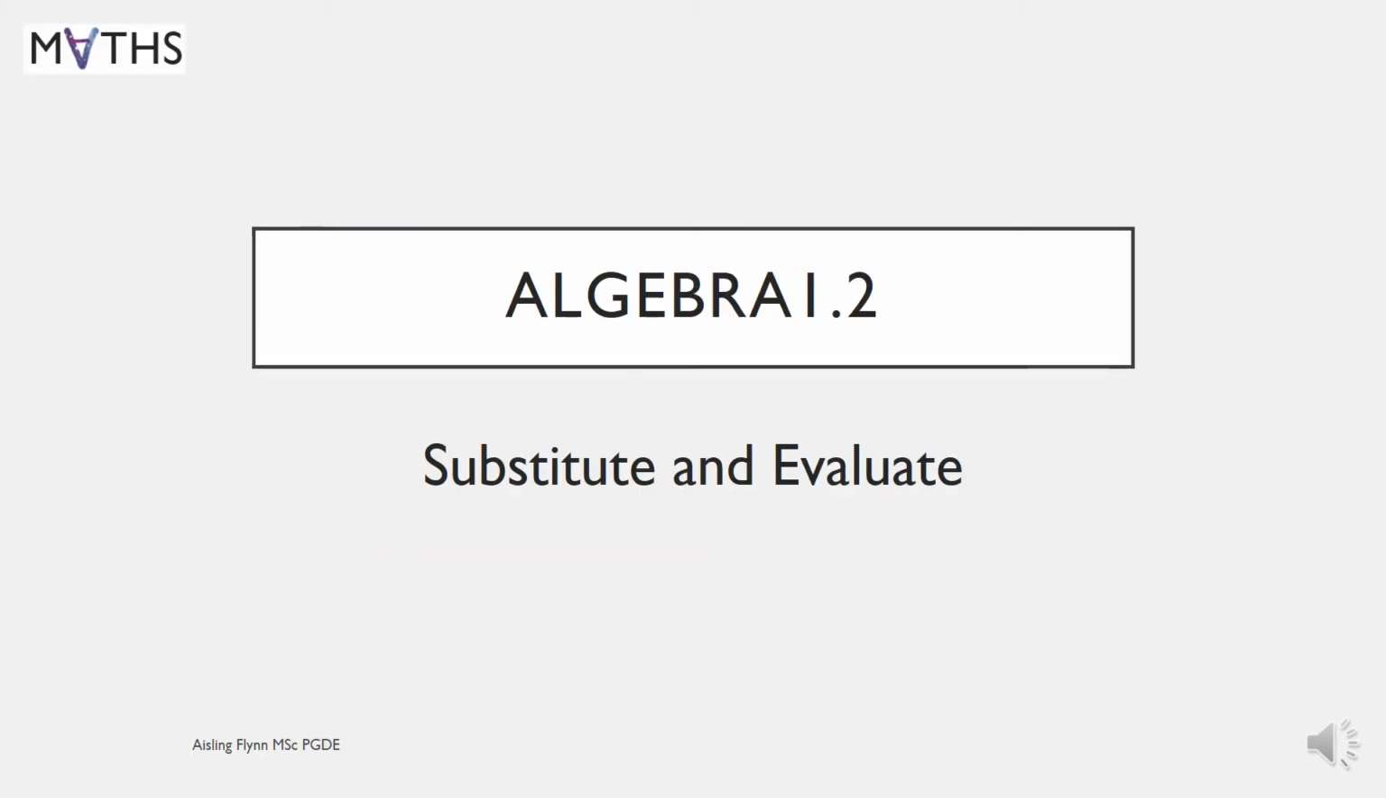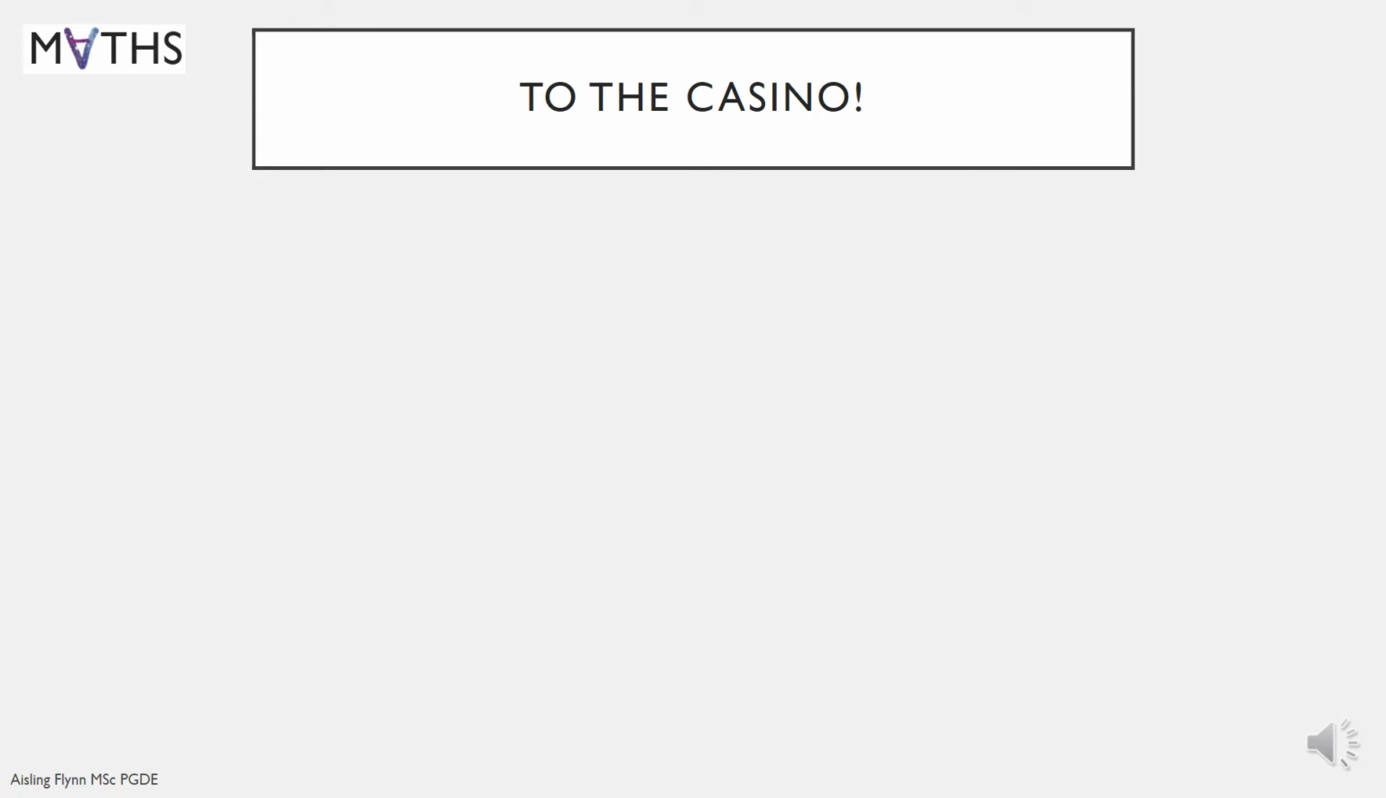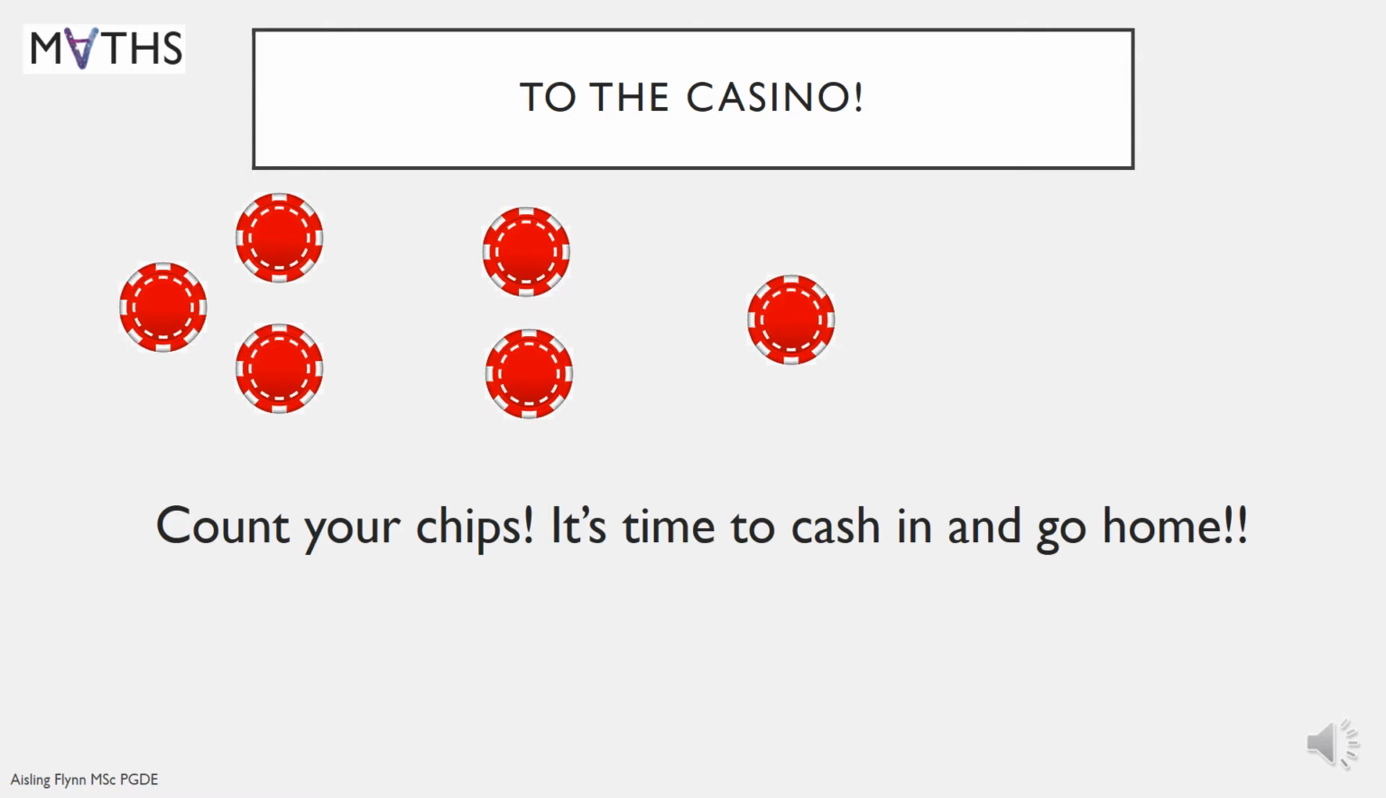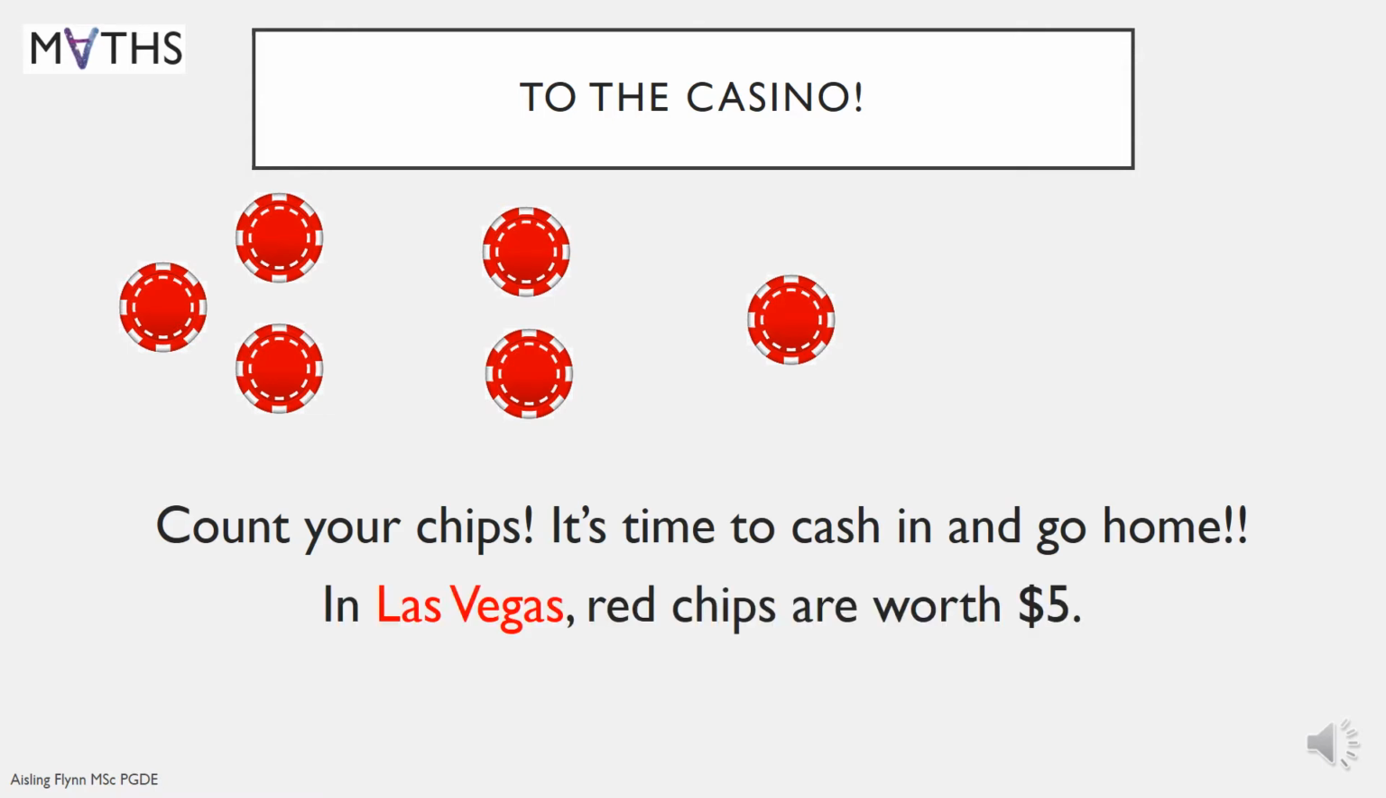This is Algebra 1.2, Substitute and Evaluate. Back to the casino. So here's your chips. Count your chips. It's time to cash in and go home. In Las Vegas, these red chips are worth $5.